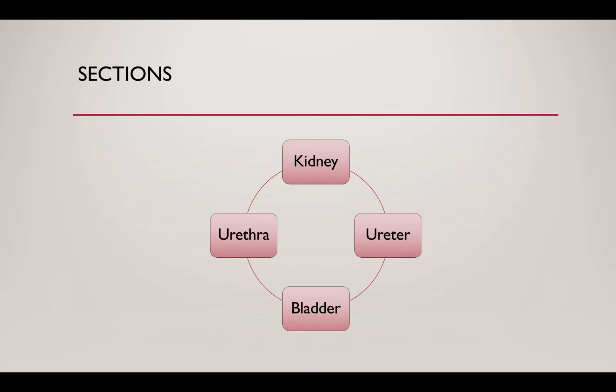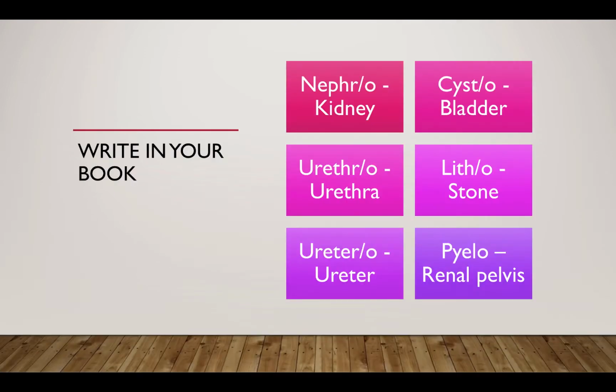The sections of the urinary system are kidney, ureter, bladder, and urethra. The terms you should write in your book are nephro for kidney, cysto for bladder, and I remember that like a cyst is fluid filled, so fluid goes in your bladder. Urethro for urethra, and ureter for ureter, and those can look kind of the same, so you want to really pay attention to the difference in those when they are in the code descriptions. Litho for stone, and pyelo for renal pelvis.